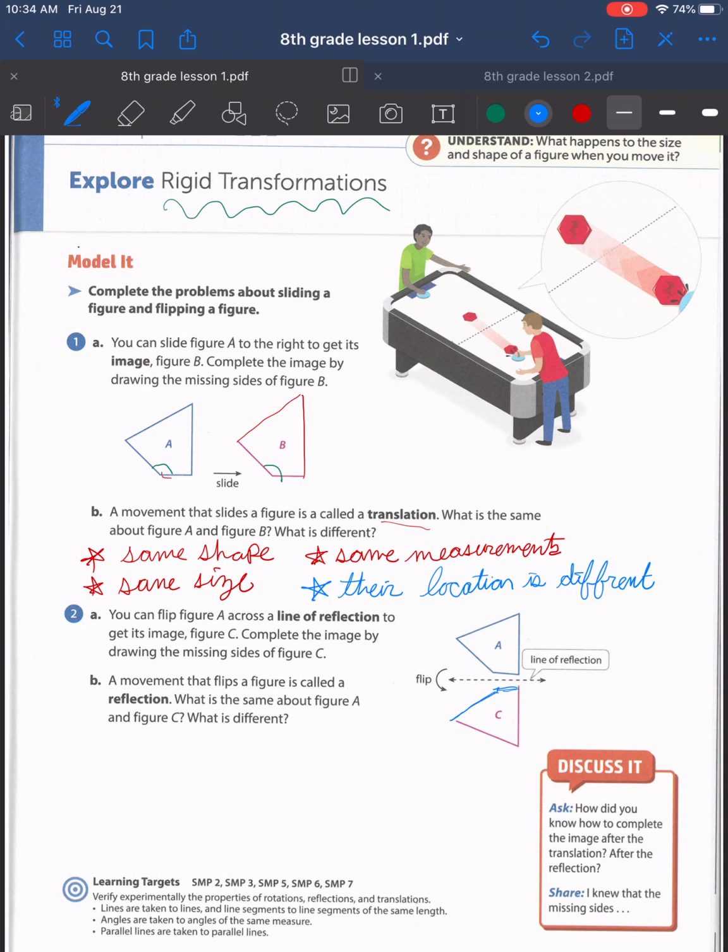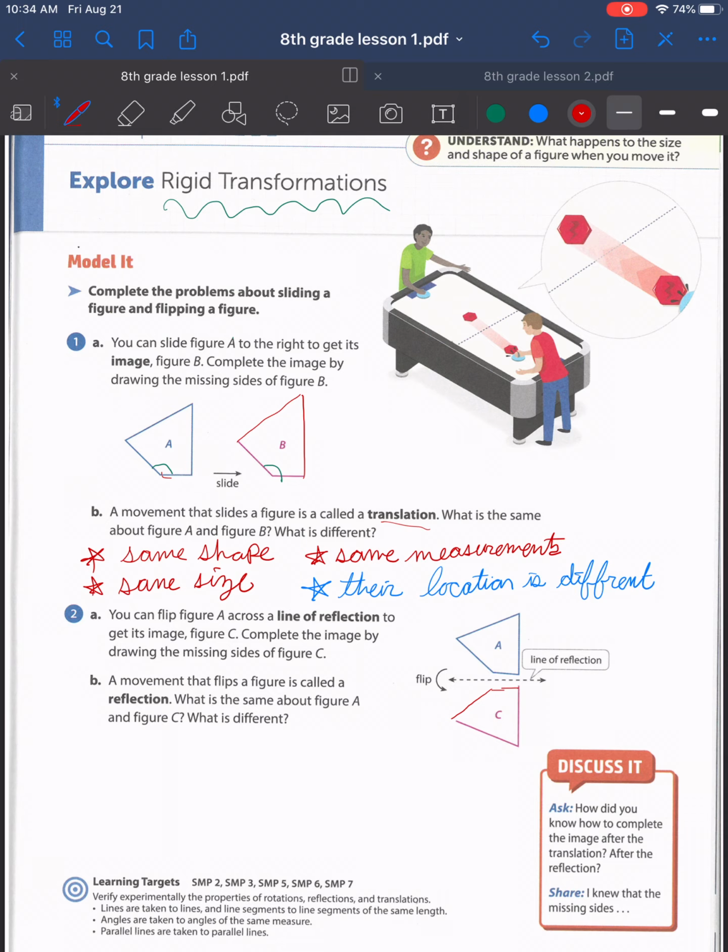But can you see how A and C are the same shape, the same size, but there's just been a slight little transformation? And what is that? The transformation is that it was flipped. I'm going to try to redraw that because I wasn't very satisfied with how it turned out. Okay, still not satisfied, but you get the gist. A movement that flips a figure is called a reflection. What is the same about A and C, and what is different?